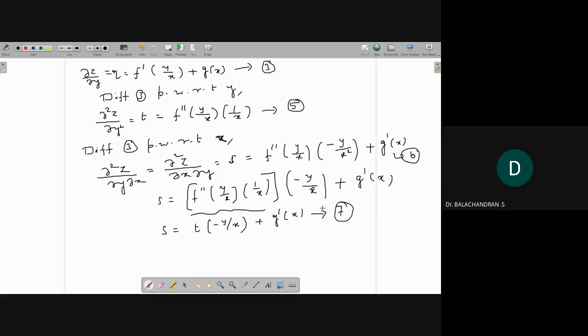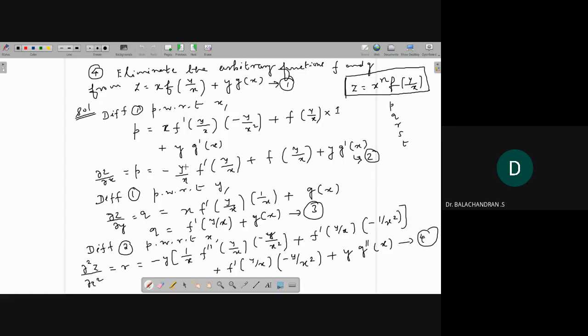Now equation 2. What is equation 2? Equation 2 is p equal to minus y by x plus f dash of y by x. I am going to multiply this p by x, so px. Similarly, I am going to multiply this q by y. So px plus qy. Suppose if you calculated px, you can tell. Otherwise, I will write.